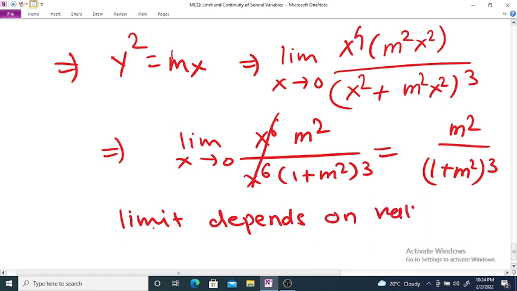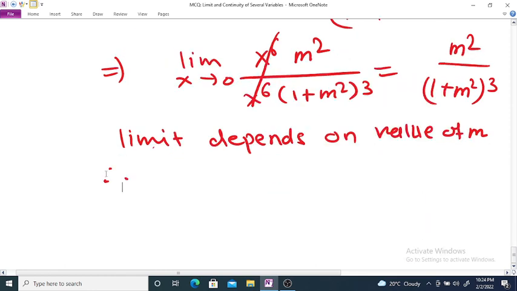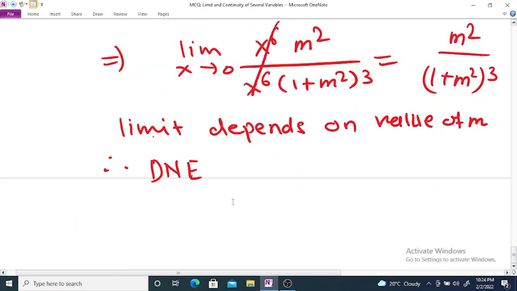the value of m, and therefore this limit does not exist. This limit does not exist. So what is the correct option? Option number D. Now take one more example.